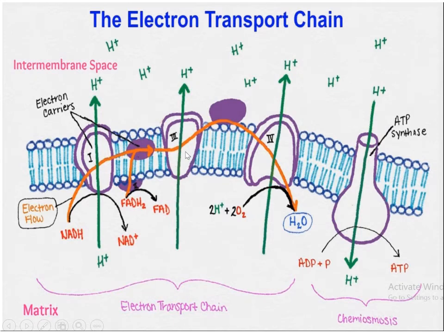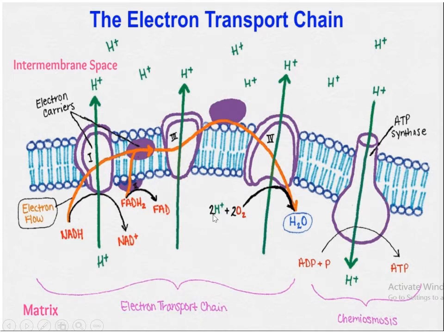Okay, when this complex 3 receives electrons from coenzyme Q, it gets supercharged. Then complex 3 creates enough energy potential to pump protons from the matrix to the intermembrane space. Look here, the intermembrane space is getting an accumulation of protons, so there is a much greater accumulation of protons at the intermembrane space than in the matrix.